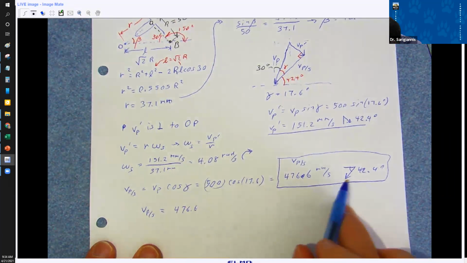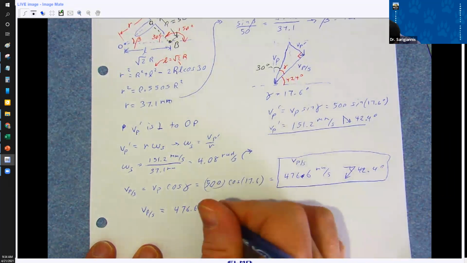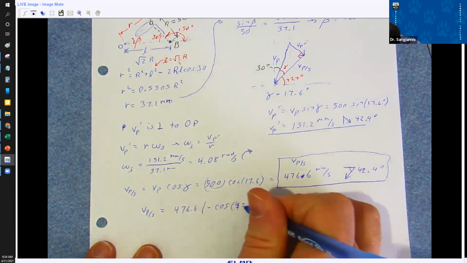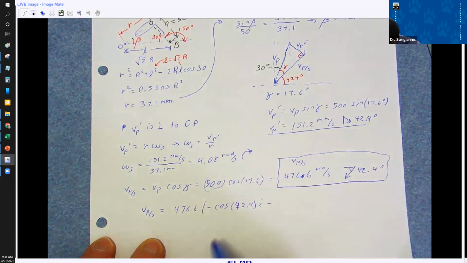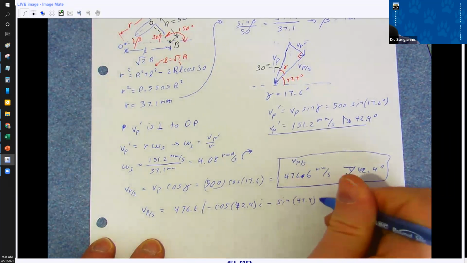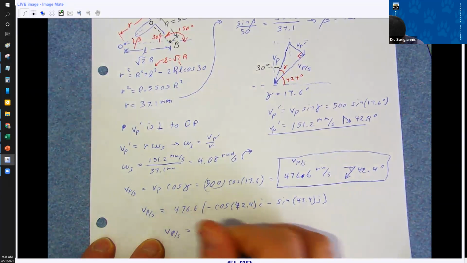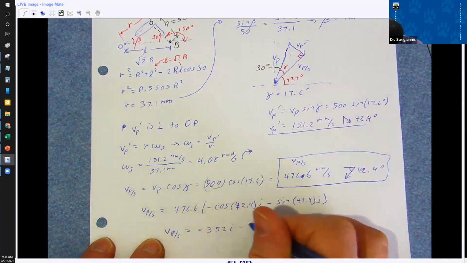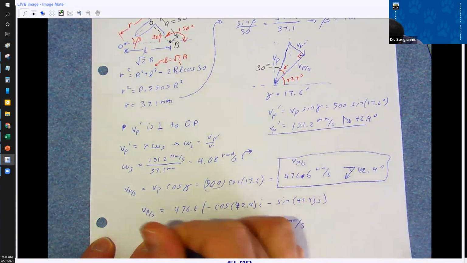So 476.6, because of the angle it's at, right? This is a decimal. 476.6, we've got a negative cosine, 42.4 i. And then we also have a negative sine. So this becomes V of P with respect to S, negative 352 i minus 321 j. And this is millimeters per second.